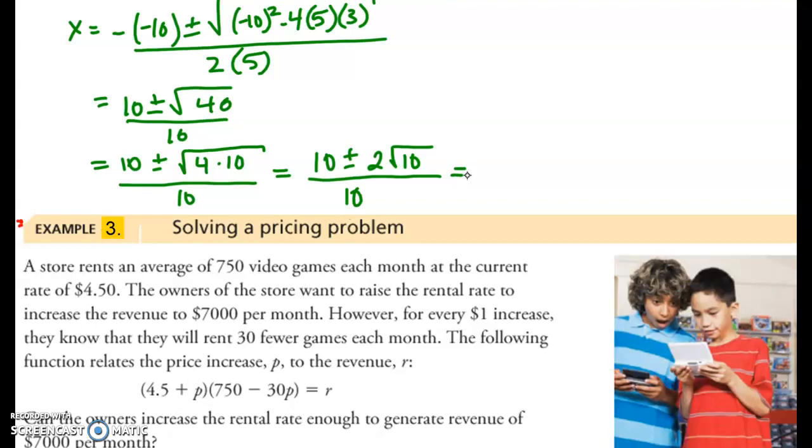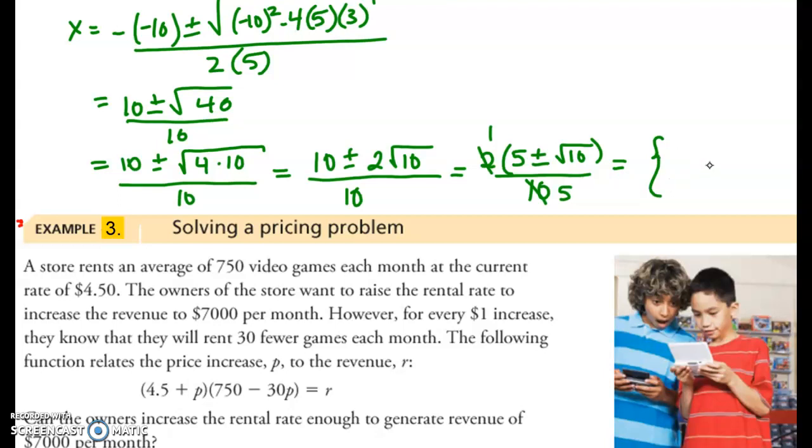You see the greatest common factor in the numerator there is a 2. So we take a 2 out, and then 10 divided by 2 is 5, plus or minus 2 root 10 divided by 2 is root 10, all over 10. So now we can reduce this. A 2 and over 10 can be written, divide by 2, we get a 1, divide by 2, we get a 5.